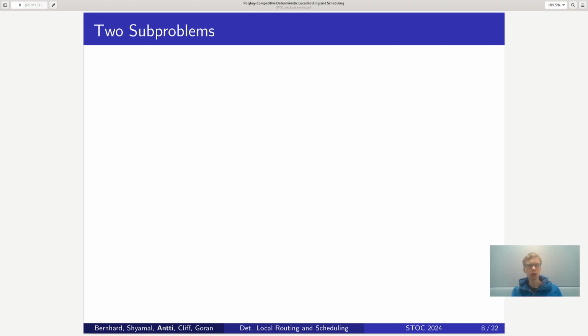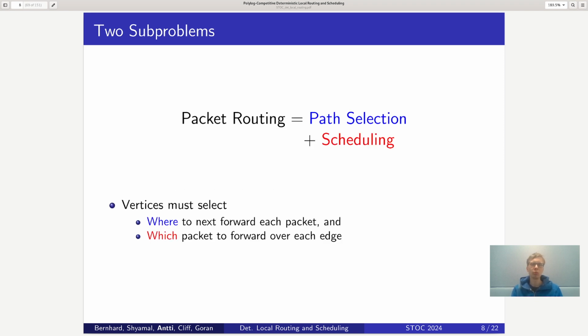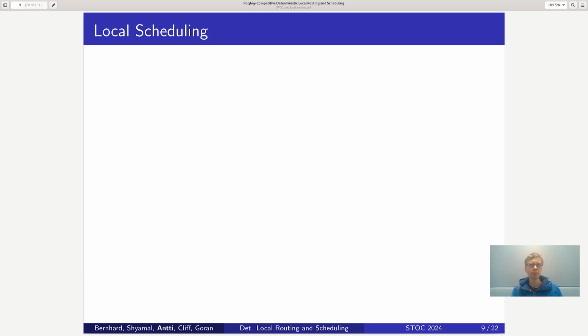So, first of all, packet routing can generally be split into two subproblems. And what are these subproblems? Well, let's think about what each vertex has to do each time step. It has to select where to forward each of its packets, and if there are multiple packets it wants to send over some edge, it has to decide which of them it sends over the edge. So this gives rise to two problems, path selection and scheduling, where in path selection we select the path a packet should follow, and in scheduling we resolve conflicts if multiple packets want to cross an edge at the same time. So how are these two subproblems solved using randomization?